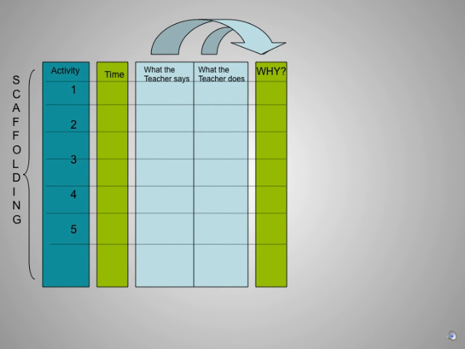So now we've got a lesson that involves activity, scaffolding, the time it takes, what the teacher is saying, what the teacher is doing, and why. And looking across horizontally, you want to see that all of those things line up.